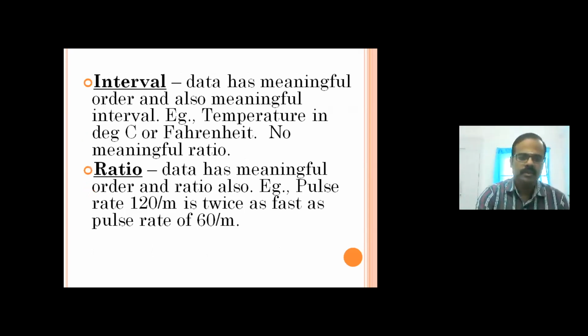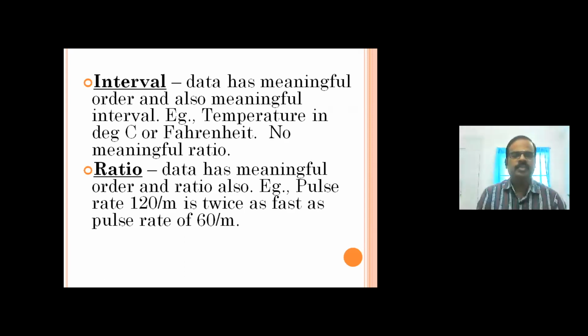Next is interval and ratio. So what is interval data? Interval data has a meaningful order and also a meaningful interval, which means the data becomes measurable. Okay, right? So take the temperature inside a particular room and the temperature outside. You can measure the temperature in both places and also easily find out the difference.